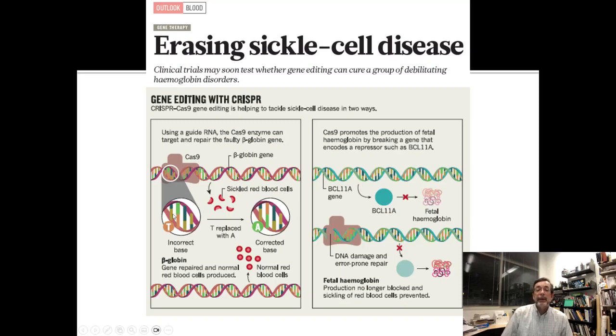and those could make normal red blood cells. But rather than fixing the broken gene, maybe you can add an unbroken gene that will just tilt the scales and make the disease not happen. And that's the idea with fetal hemoglobin, turning that on, removing what's turning it off.